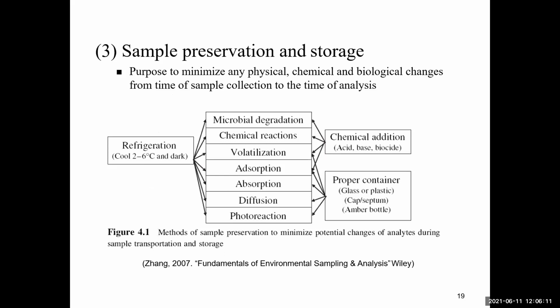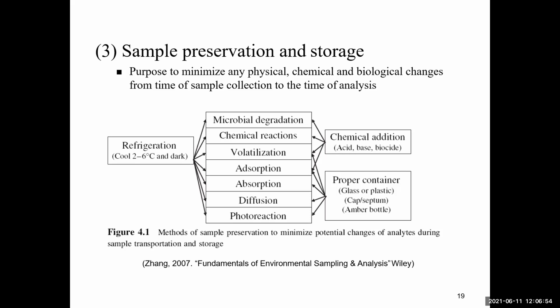Then the sample preservation and storage. How to preserve and store. The purpose is to minimize physical, chemical, and biological changes during the time of sample collection and the time of analysis. The first is refrigeration. Okay, this is cool, 2 to 6 degrees Celsius, and dark. For the refrigeration part: microbial degradation, chemical reaction, volatilization, absorption, adsorption, diffusion, photoreaction.